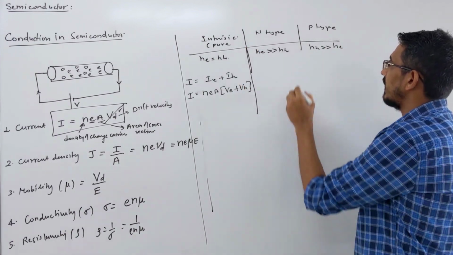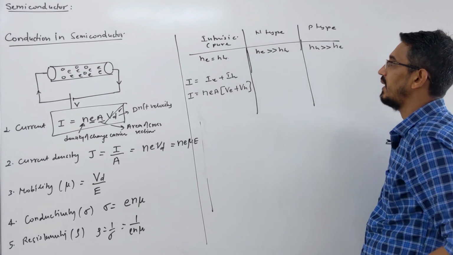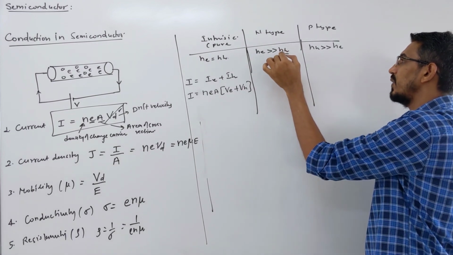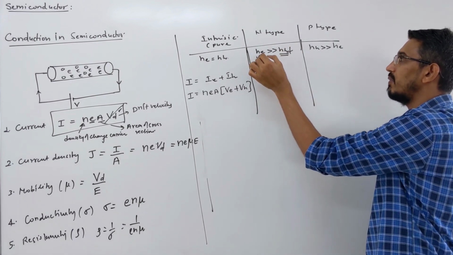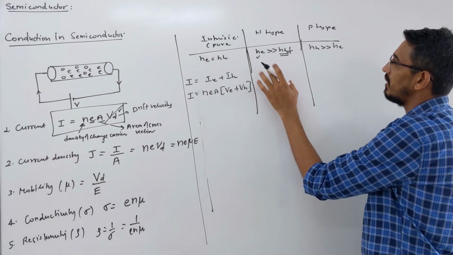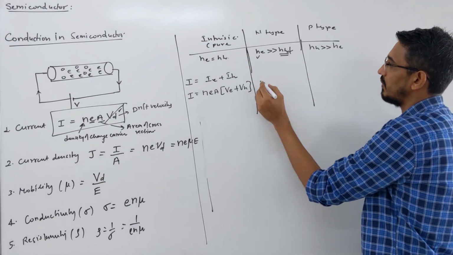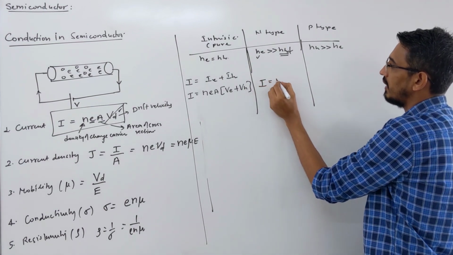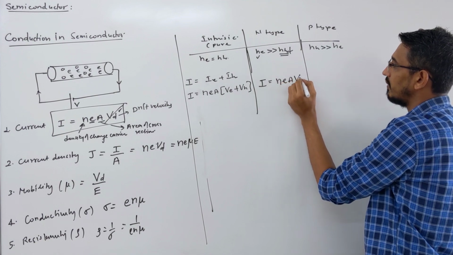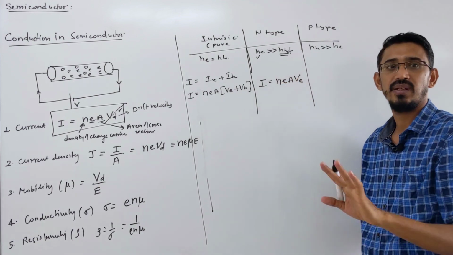Okay, so what happens in this case? N type. In N type, the number of free holes is negligible. There are only electrons. So current becomes only due to electrons. So what is the current here? Just N, E, A and V_E, the drift velocity of the electron alone.